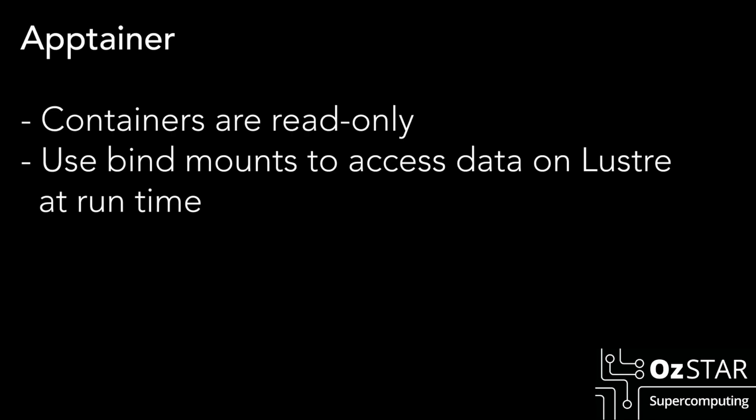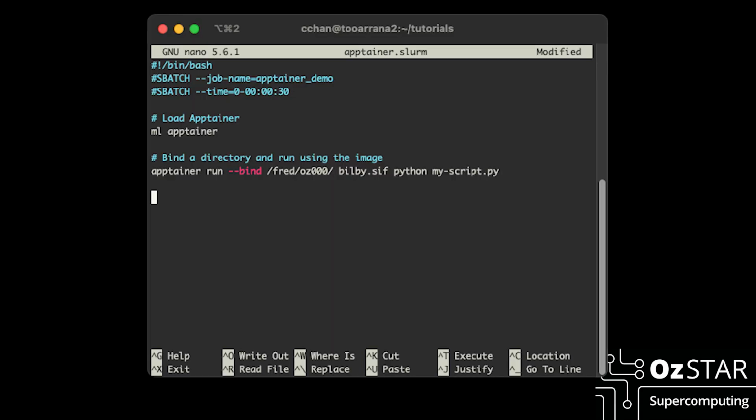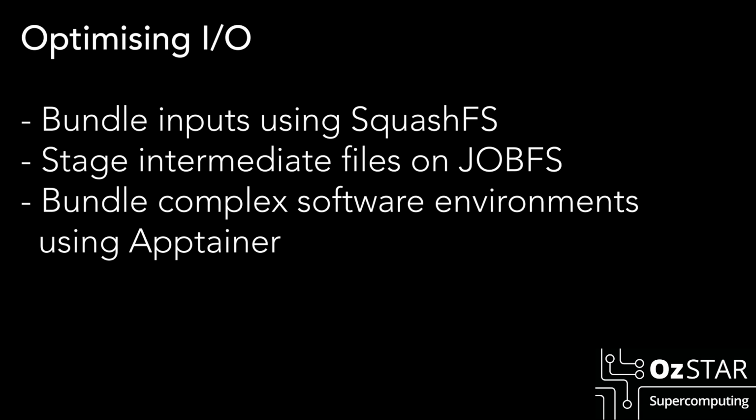Much like SquashFS, Apptainer containers are read-only. You can use bind mounts to access data on the Lustre file system at runtime. Here is a SLURM job script that puts it all together. In this job, we first load the Apptainer module to make the command available, and then we do an Apptainer run, binding the OZ000 directory, which makes the files in that directory available to the software. We're running the bilby.cif image that we made earlier, and then within that image, we're going to execute the Python command and run myscript.py.